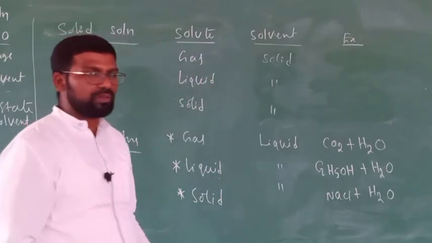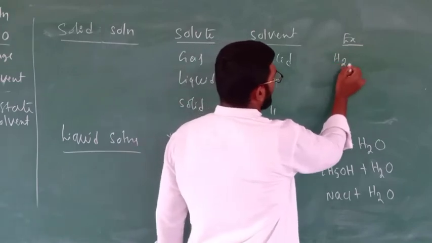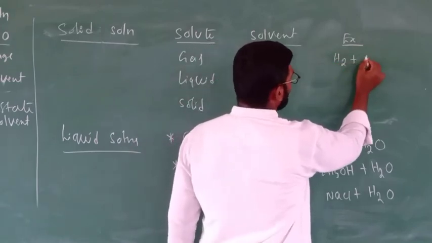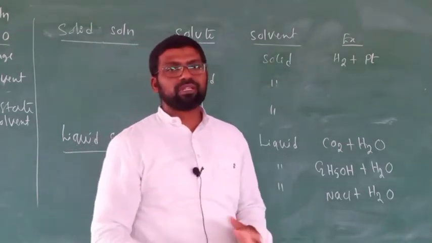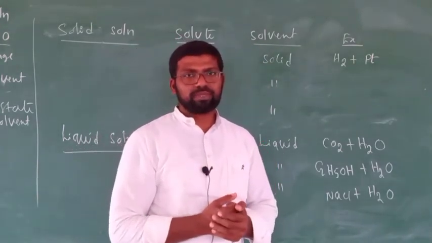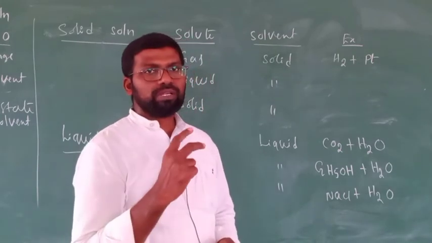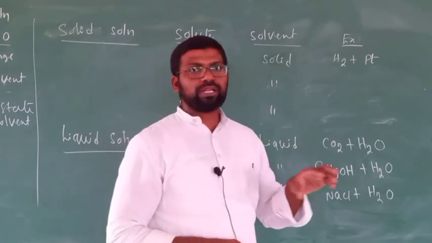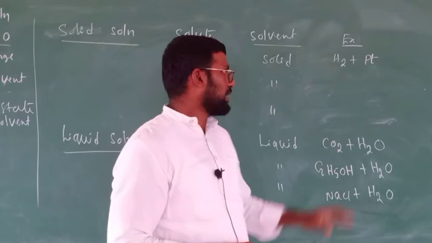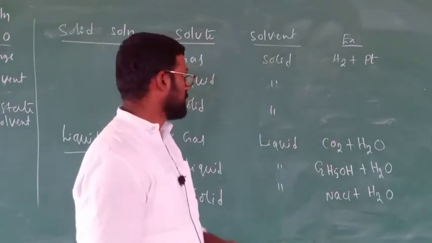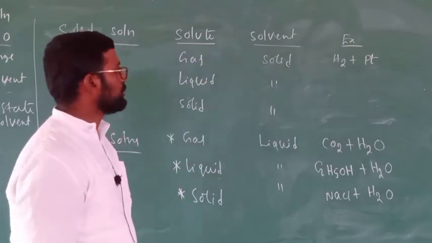Gas in solid. Here, hydrogen gas accumulates on the surface of platinum like heavy metals. Platinum like heavy metals have some interstitial gaps. Into those gaps, small gases like hydrogen, helium accumulate on the surface, or they occupy those interstitial spaces and form a homogeneous mixture. So these are examples for gas in solid type of solutions.